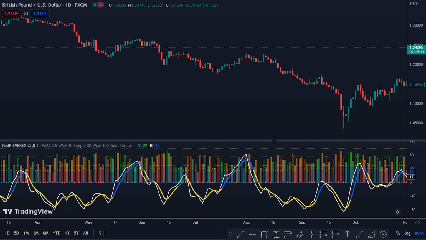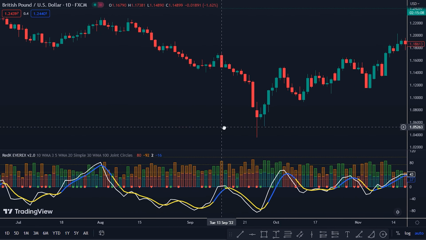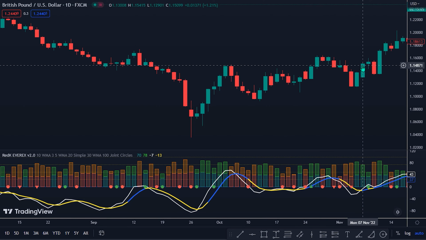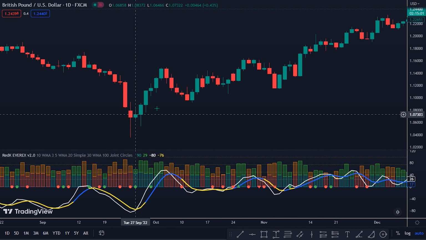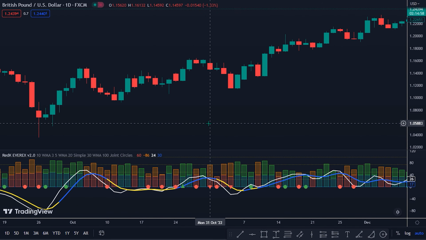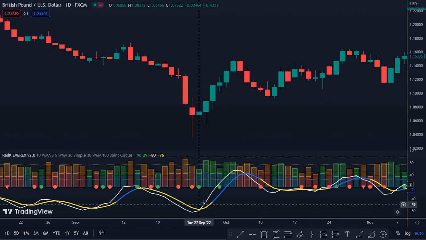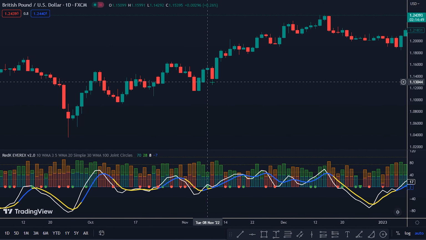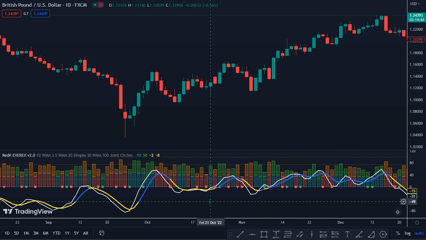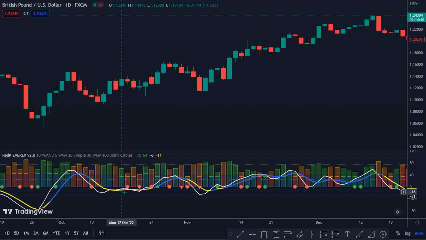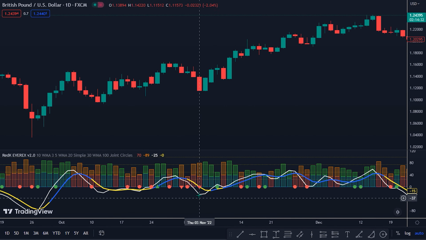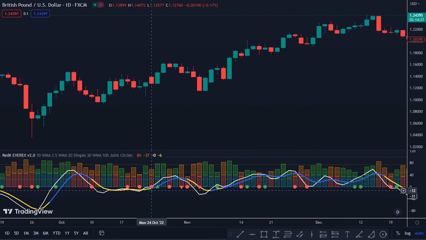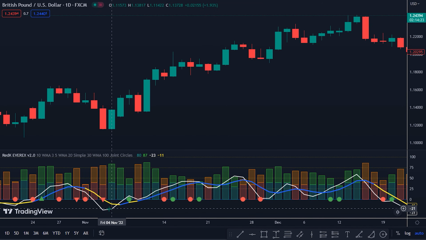How can we use the RedK EVEREX Effort versus Results Explorer indicator to detect buy setup in the market? Let's study the price chart here. To buy with this indicator, first, we need to study a bullish trending market. Watch out to see that the signal line and the RROF smooth line are both at the lower section of the indicator chart. Next, we watch out for the RROF smooth white line to cross above the signal yellow line.